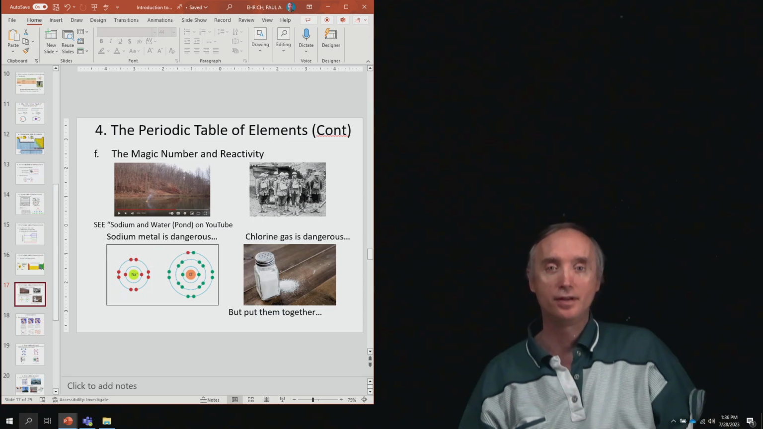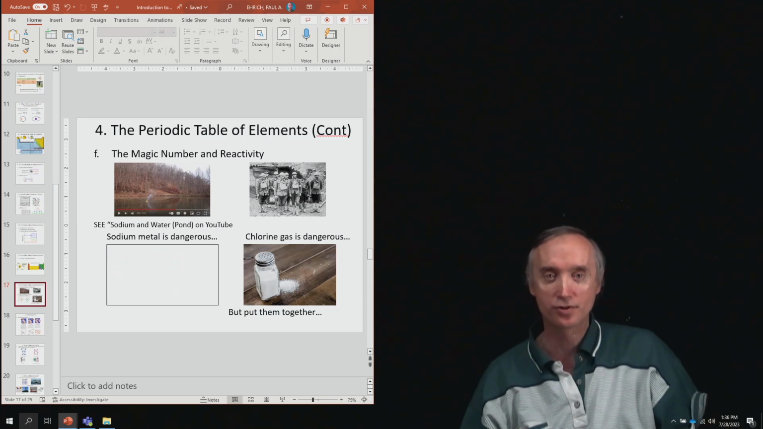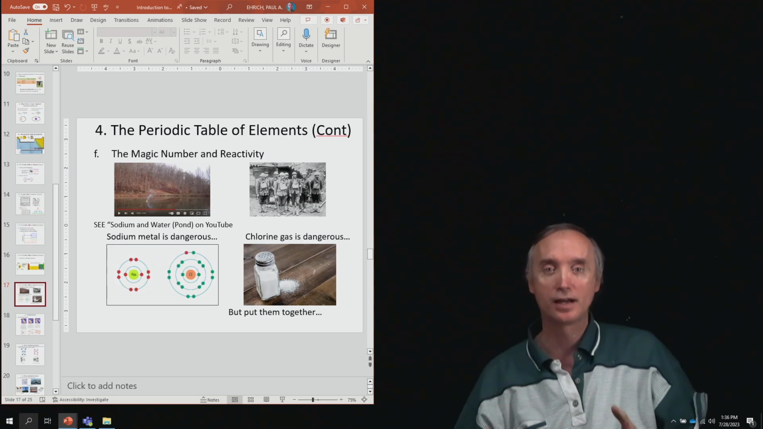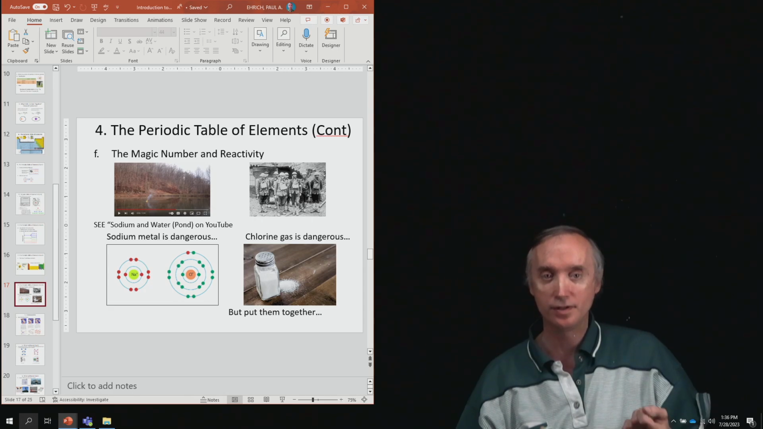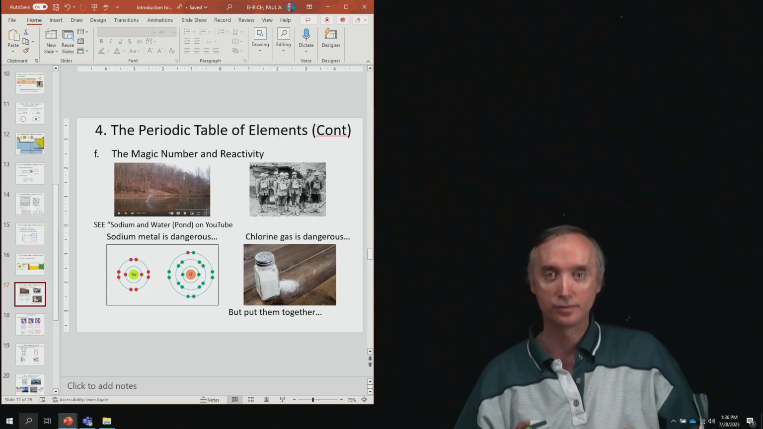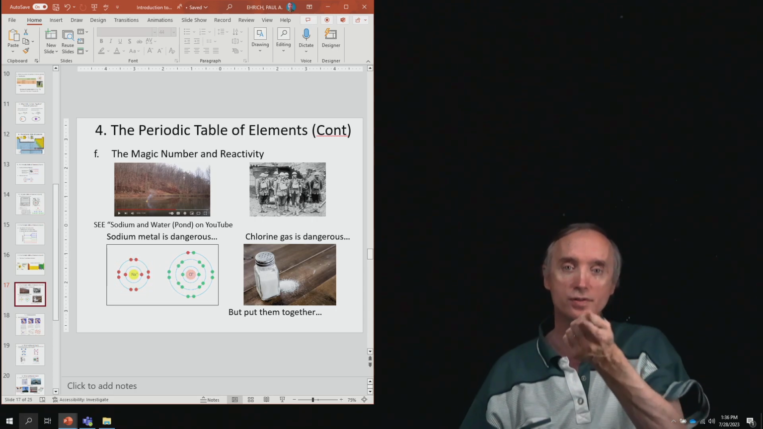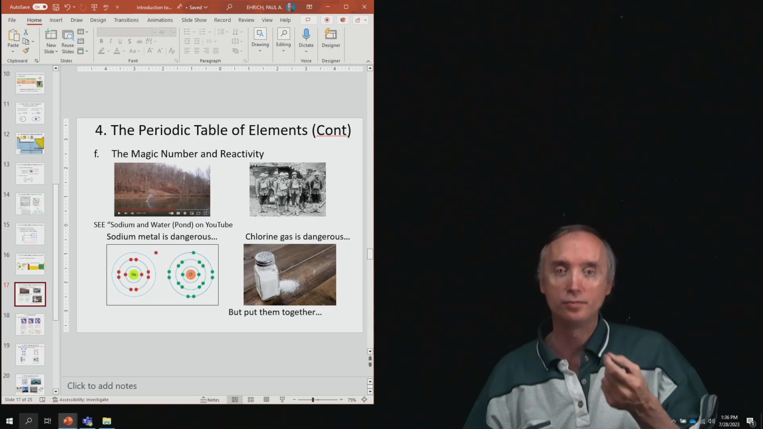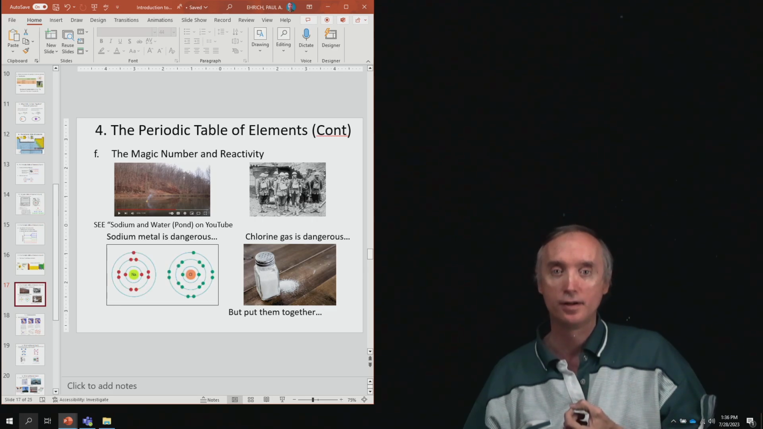Okay, so now we're at the "what's the point" portion of our lecture, because we have been talking about how the valence electrons are the outermost electrons in the atom, and they are the ones that are going to participate in chemical reactions. So let's look at an example of a chemical reaction. What I want you to do is watch this video on YouTube called Sodium and Water Pond. Go ahead and watch that, pause me, watch the video, and then come back.